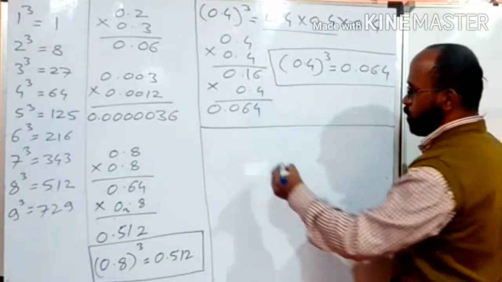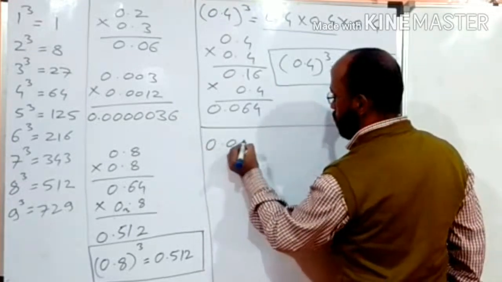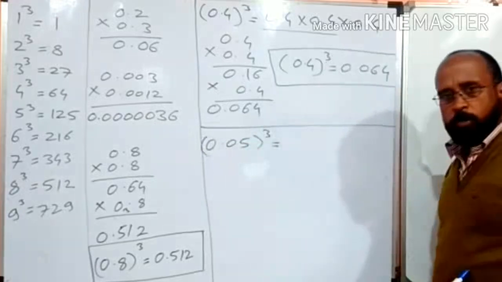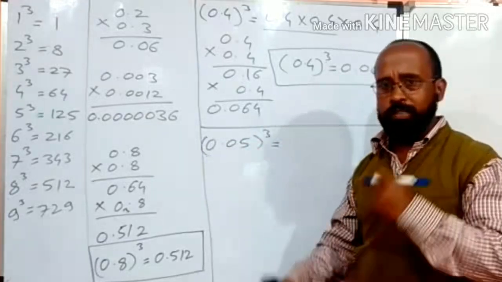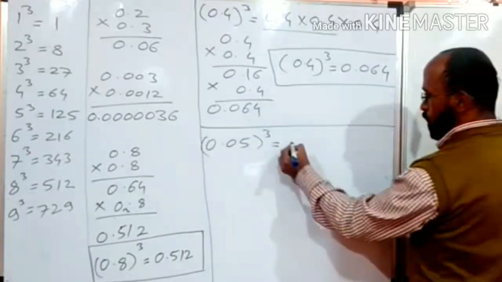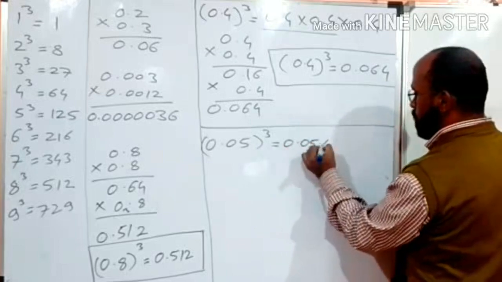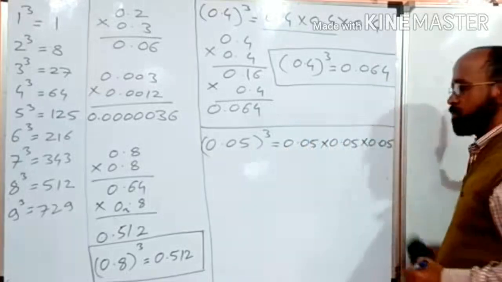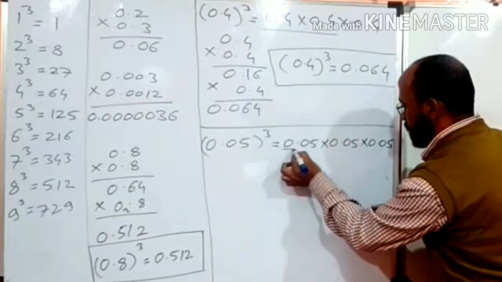Suppose we have to find out the cube of 0.05. Cube of 0.05 means we have to multiply the same number by itself 3 times. So it will be equal to 0.05 multiplied by 0.05 multiplied by 0.05. We will multiply these two numbers first.